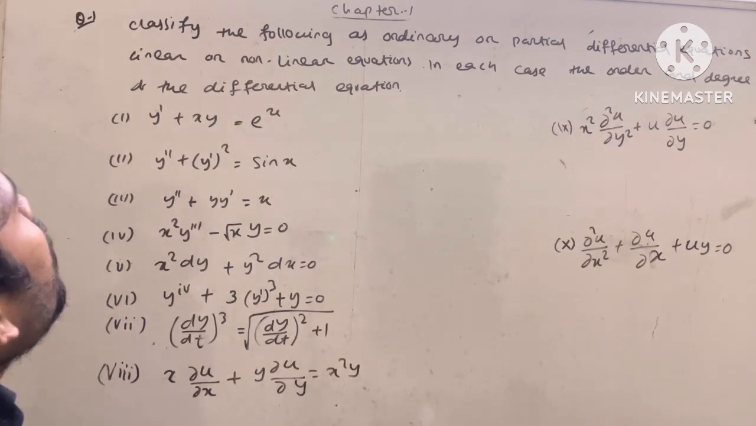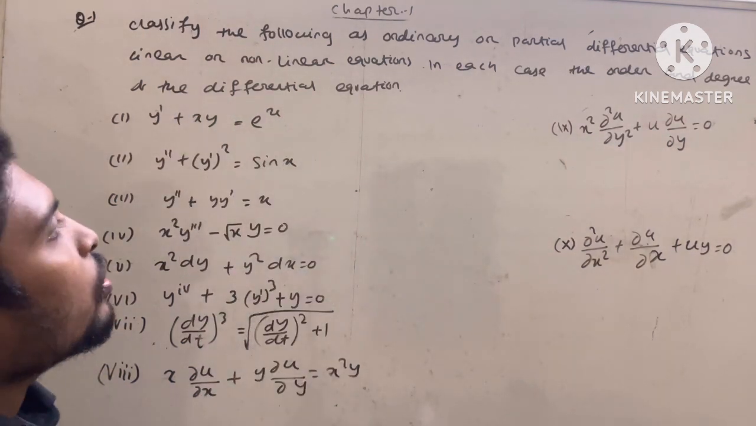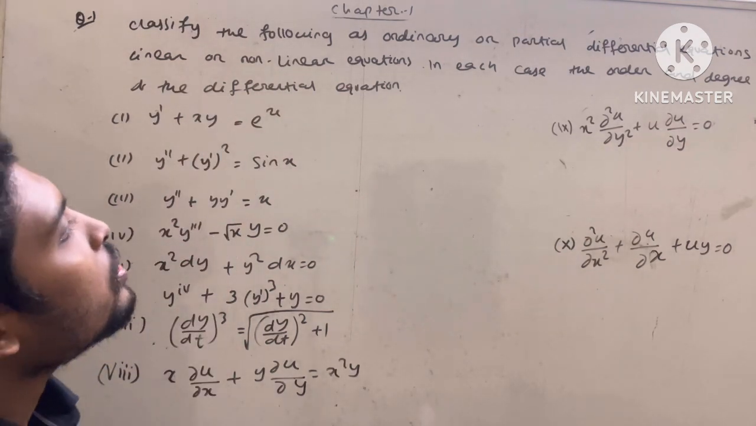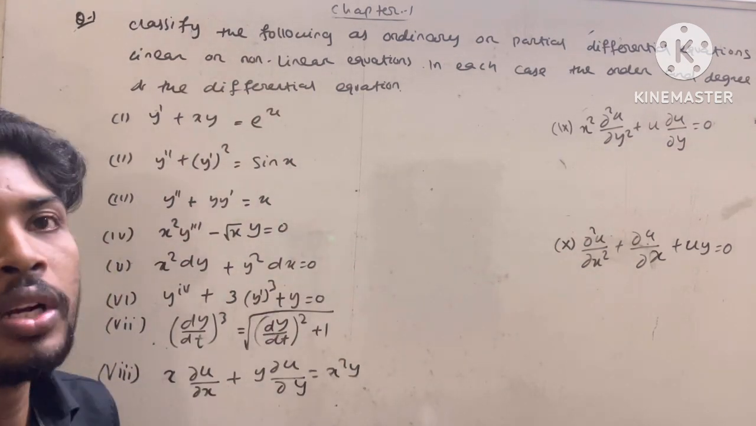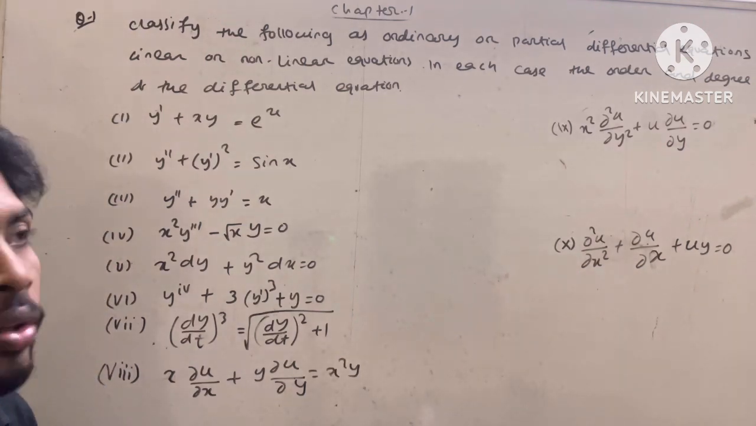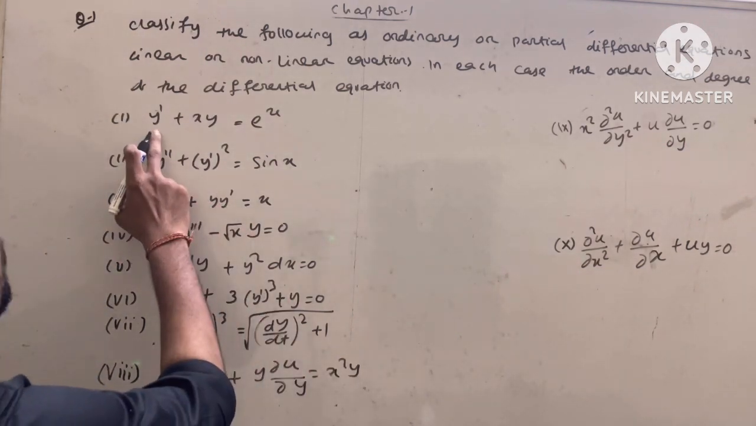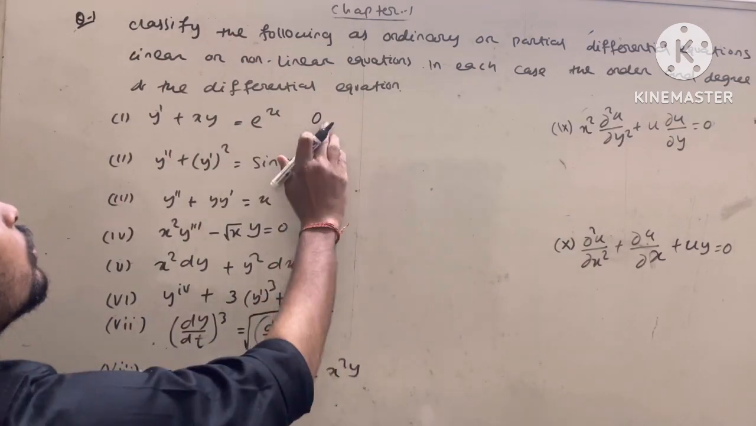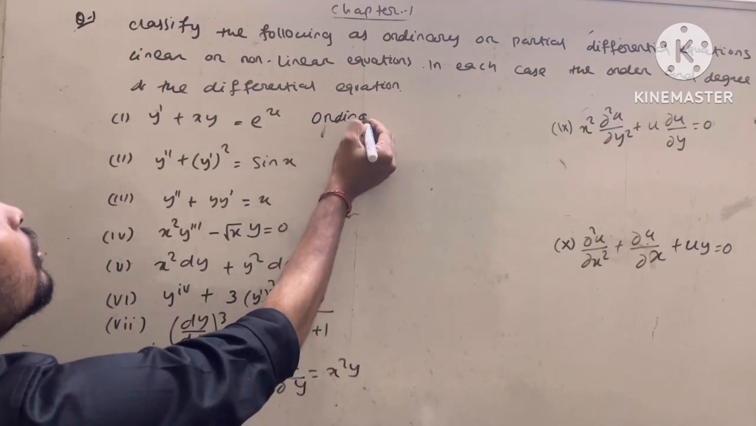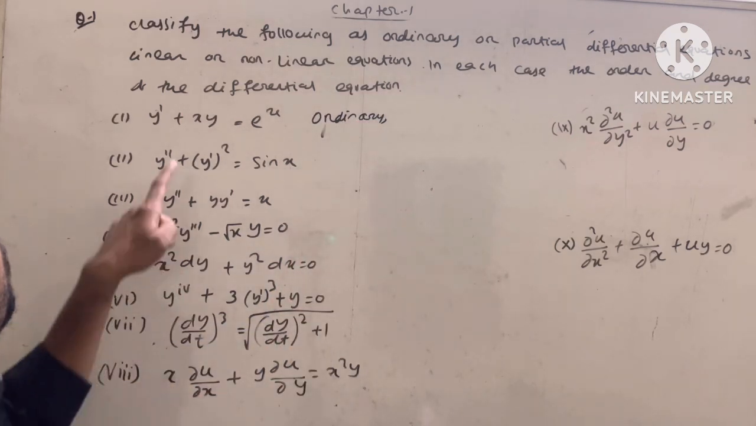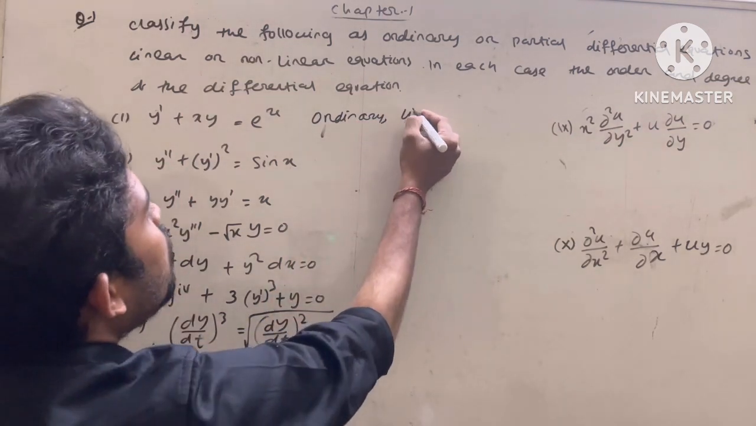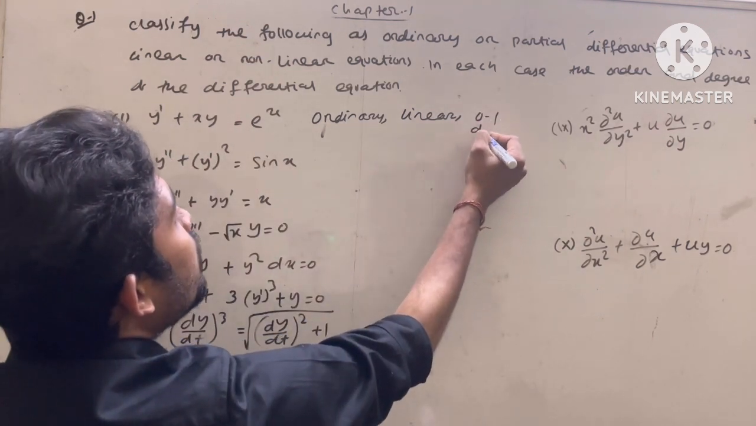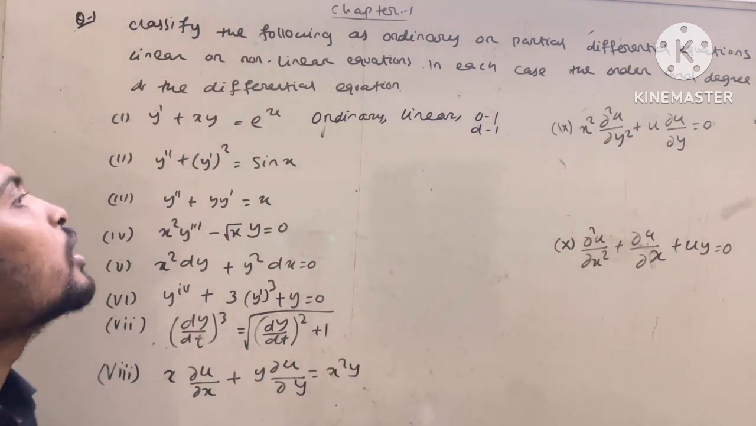Okay. Look here. Classify the following as ordinary or partial differential equations, linear or non-linear differential equations. In each case, you have to find the order and degree of the differential equation. First of all, y dash plus xy equal to e to the power x. This is ordinary. Is it linear or non-linear? This is a linear differential equation, no doubt, and the order is 1 and the degree is also 1.